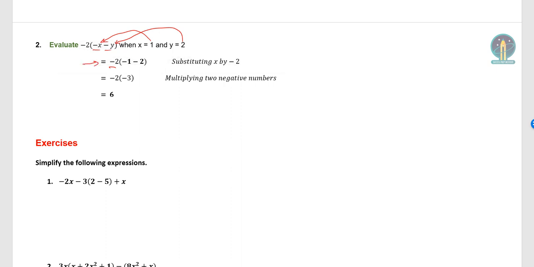Now here, again, order of operations says I should do the parentheses first. Evaluate what's inside the parentheses first. So minus 1 minus 2 is minus 3. And then it's multiplied by minus 2 still. Okay? Now, minus 2 times minus 3, minus times minus is plus, so it's plus 6.